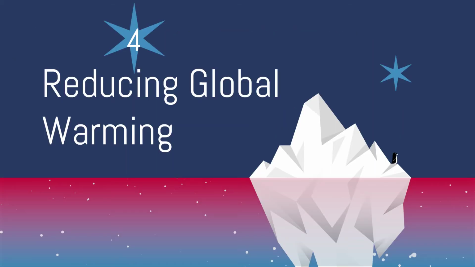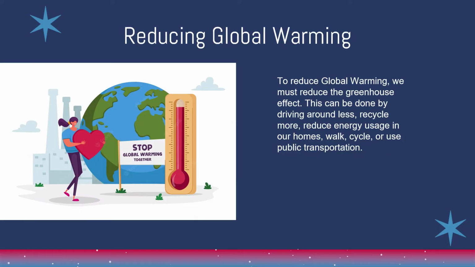How do we reduce global warming? Reducing global warming. In order to reduce global warming, it's quite simple really, and all we have to do is follow these few steps. In order to reduce global warming, we must reduce the greenhouse effect.